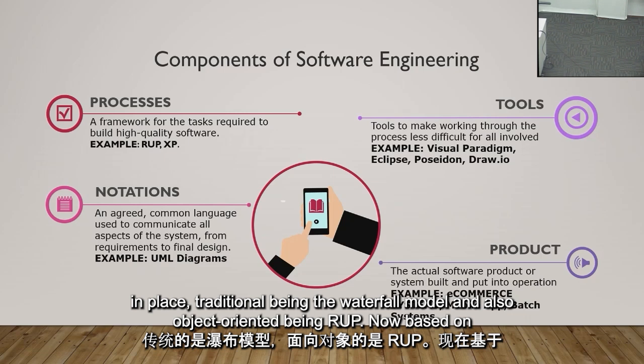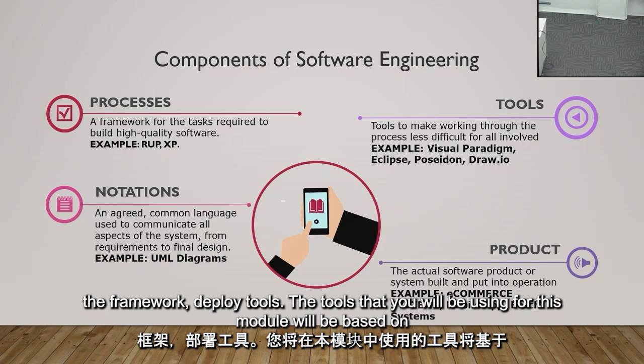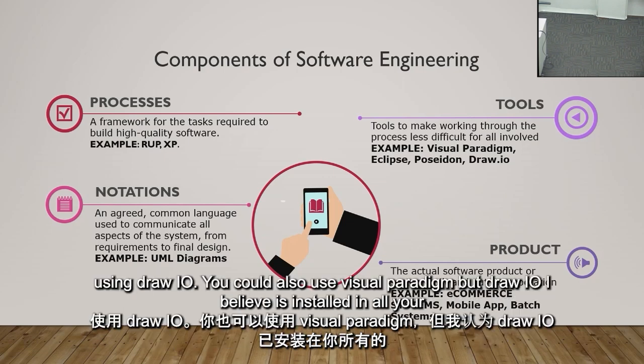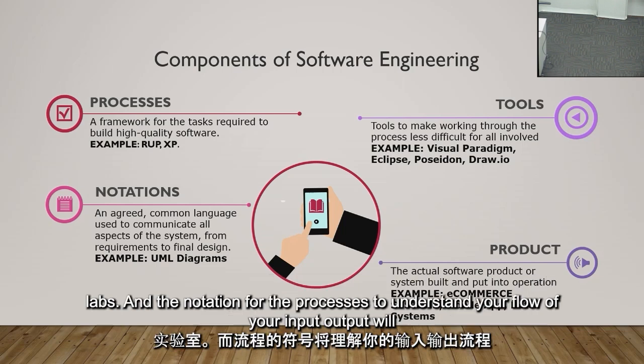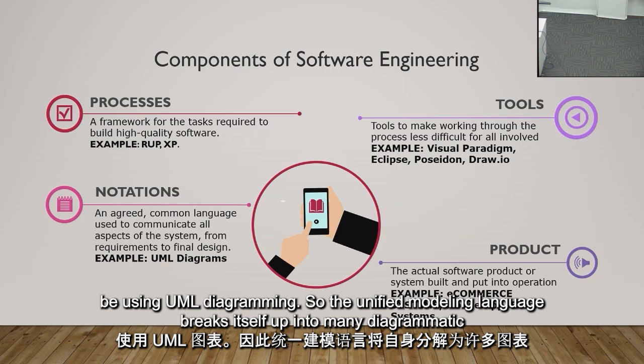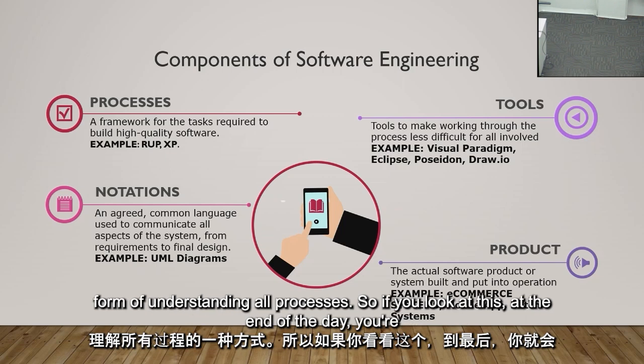Right? Now, based on the framework, we'll deploy tools. The tools that you will be using for this module will be based on Draw.io. You could also use Visual Paradigm, but Draw.io, I believe, is installed in all your labs, right? And the notation for the processes, to understand the flow of your input-output, will be UML diagramming. The Unified Modeling Language breaks itself up into many diagrammatic forms of understanding all processes.